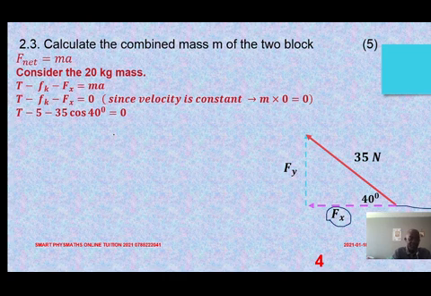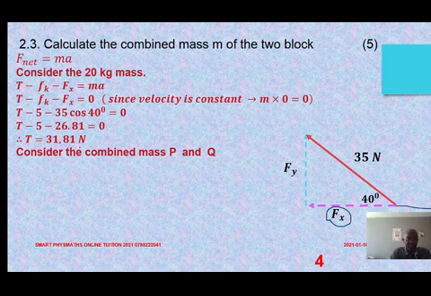So if I simplify that, 35 cos of 40, I get 26,81, and then when I simplify my equation, I get T equals 31,81 newtons. I hope we are still together. So that's the tension in our combined masses P and Q, because we know that this string is inextensible, right?